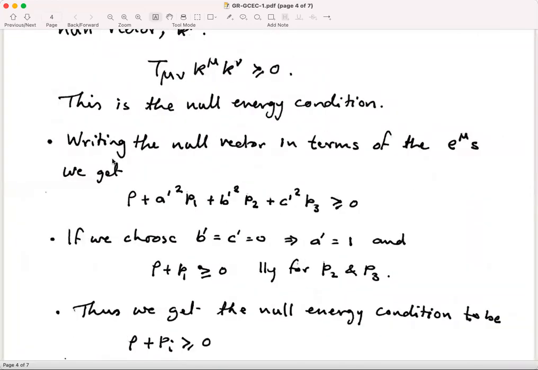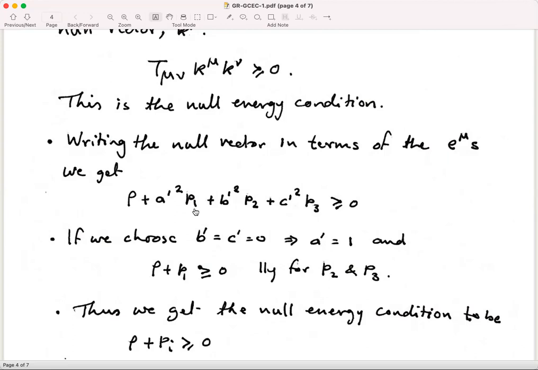Like what we did last time, we could choose various conditions. One of the conditions we could choose is to set B prime and C prime equal to zero. Notice that we cannot set A prime, B prime and C prime all equal to zero because the vector is null. At best we can set two of these three to zero, and if we do that, the third better be one, which is a condition coming from the fact that the vector is null. So here B prime, C prime equal zero, A prime is equal to one, and in that case this equation reduces to rho plus P1 greater than or equal to zero.